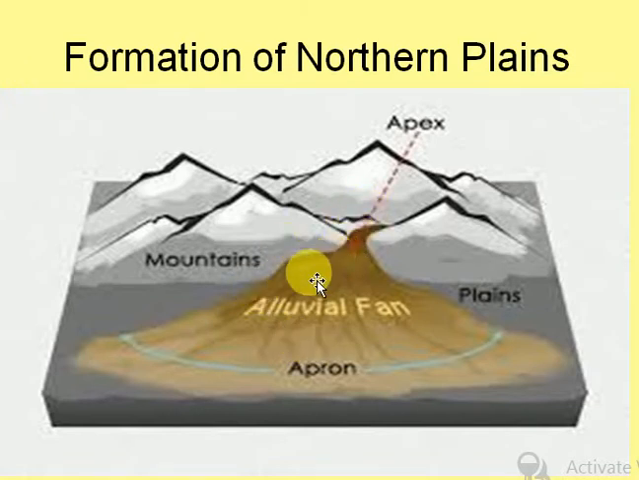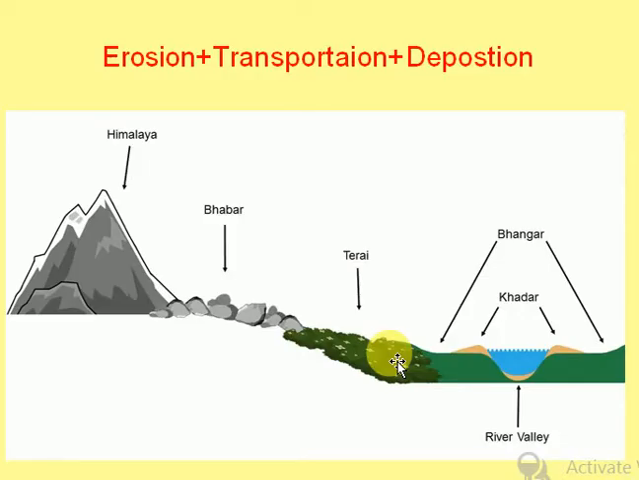And at last, the important process is the depositional activity which takes place, which results in the formation of various landforms, and plain is one of the good examples of it. Look at this picture. This shows the Himalayas. I have made it easy to understand the three processes, three activities you can say: erosion, transportation and deposition, which take place in these areas.